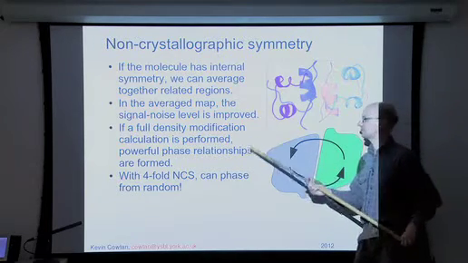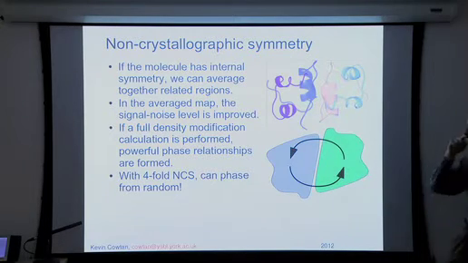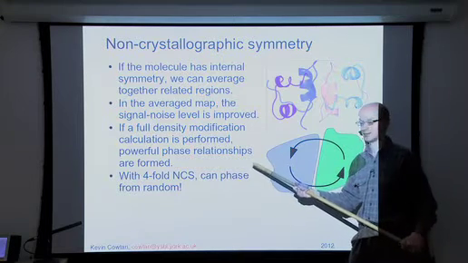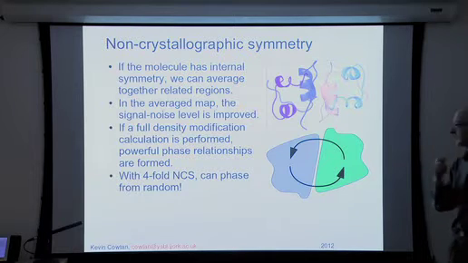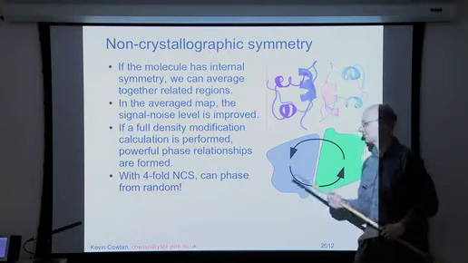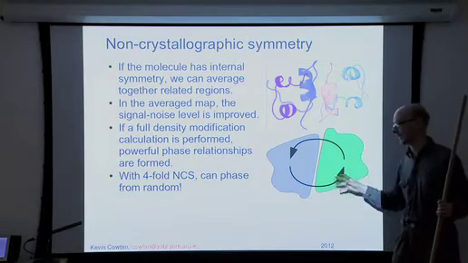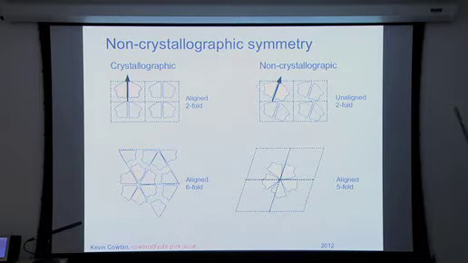In practice, if a full density modification calculation is performed, recycling through reciprocal space, as I described earlier, that forms powerful phase relationships. So actually the improvement that you get is rather better than that √2 might suggest. And in theory, with 4-fold non-crystallographic symmetry, we can phase from random. In practice, you can't do that because you need to know stuff that you don't know. But in theory, the information is there if you had a way of getting at it. We've done toy calculations that prove that.